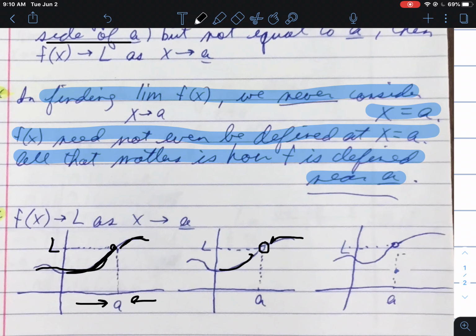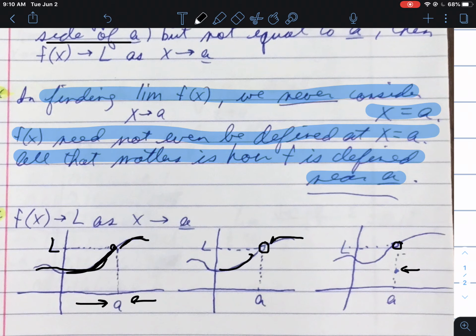Okay, so that's what we said. It doesn't even have to be defined there. Now notice in that third one, right, there's again the graph with the hole. So there's a hole in the graph there. But I've changed it to where now this function is defined. There's f of a. It's that y value. But again, that doesn't change the value of our limit.